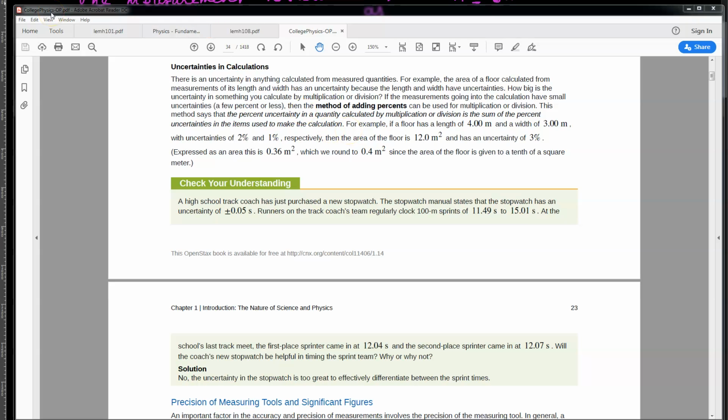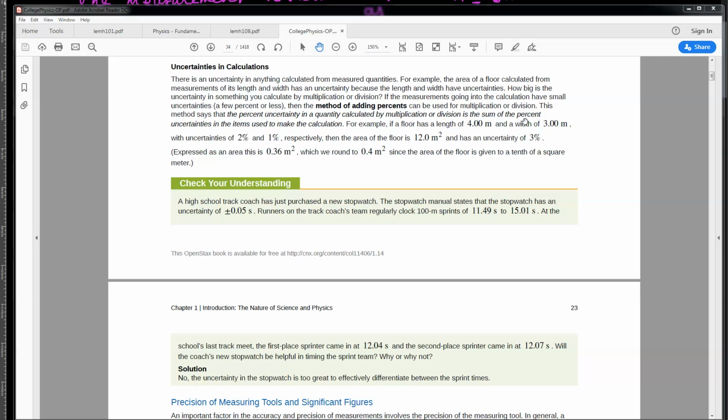Okay, so basically what we said here was that there is a method of adding percents. If the measurements going into the calculation have small uncertainties, a few percent or less, then the method of adding percents can be used for multiplication and/or division. And we will see in the examples what that means.